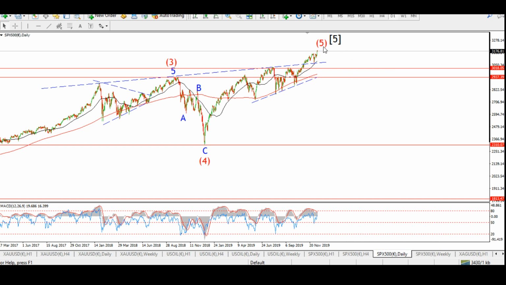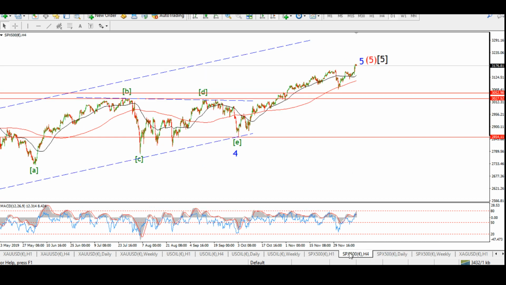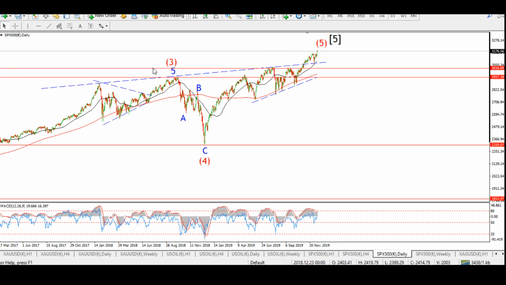But nonetheless, here we are, wave 5 of 5. Okay, so we have the daily chart. That's the fourth wave low back in January 19, and we're moving off that in a fifth wave, and we're topping in a fifth wave. I don't have any reservations about saying that at all.